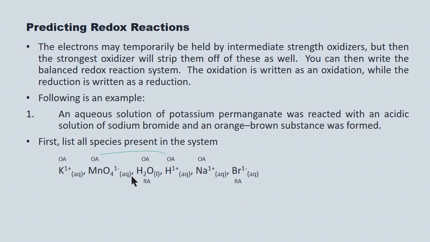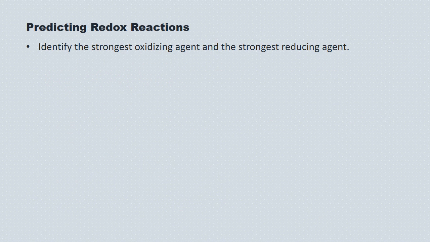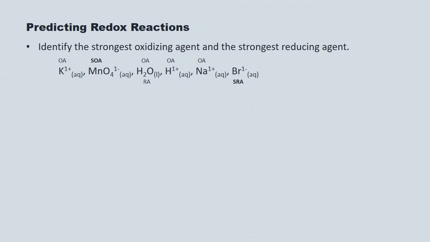And these are the reducing agents, which are on the right-hand side of the data booklet page. Water is a reducing agent, and the bromide ion is a reducing agent. So after we identified all the oxidizers and all the reducers, we identified the strongest oxidizing agent and the strongest reducing agent. So here I've reproduced my list from the previous page, and you'll see that the permanganate in acid is the strongest oxidizing agent. It's the highest on the left-hand side of the page, the highest oxidizing agent.